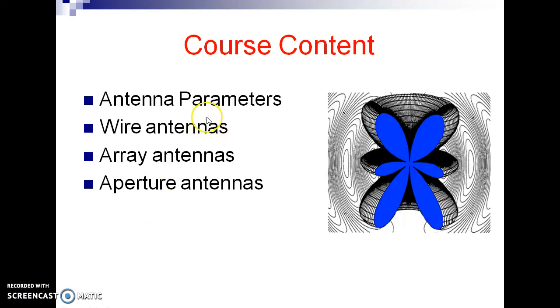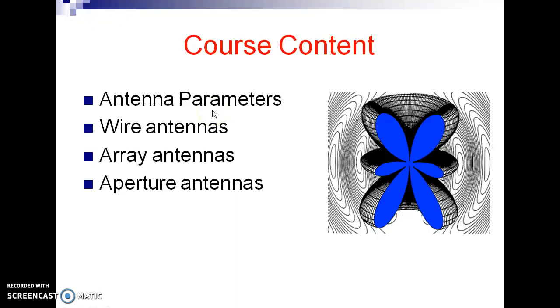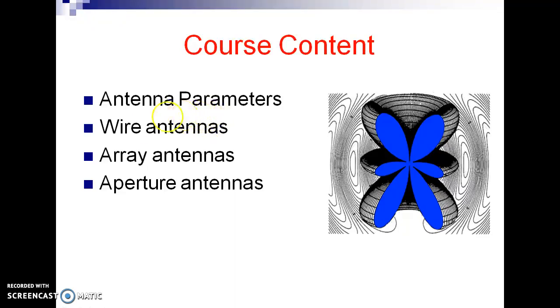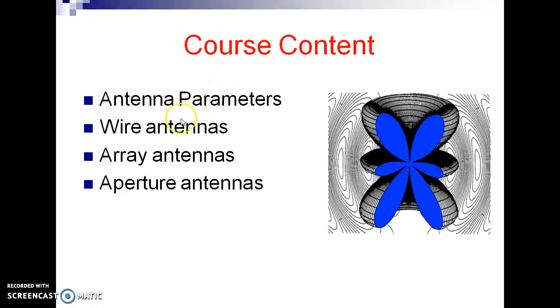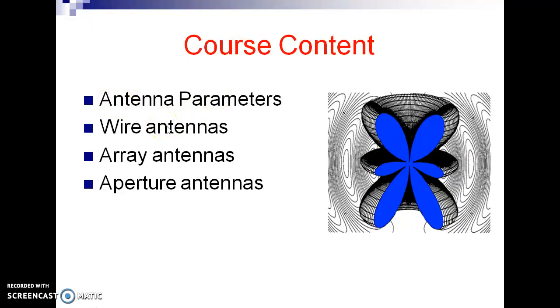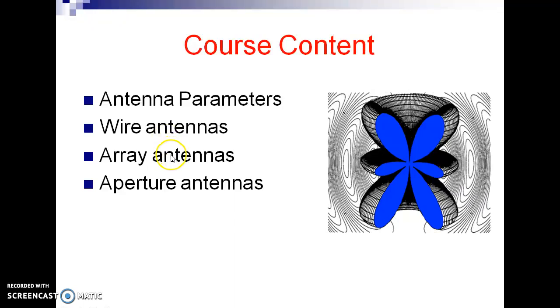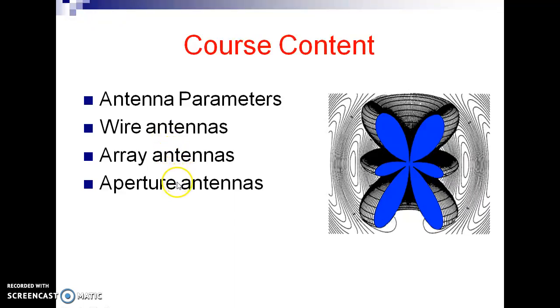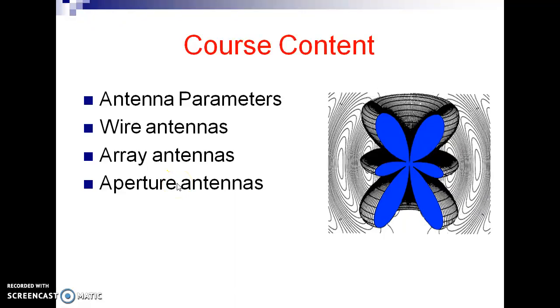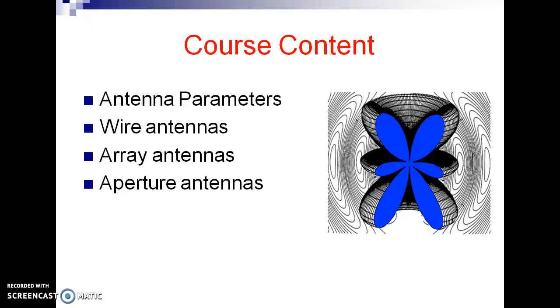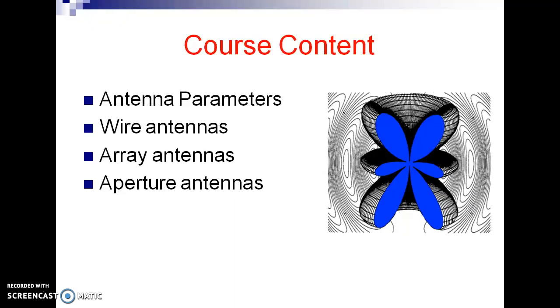In this course, we will discuss various engineering parameters of antennas. We will also further discuss the various types of antennas, which include wire antennas, arrays of antennas where multiple antennas are grouped together, and a special variety of antennas which are called aperture antennas, which appear in microwave frequencies.